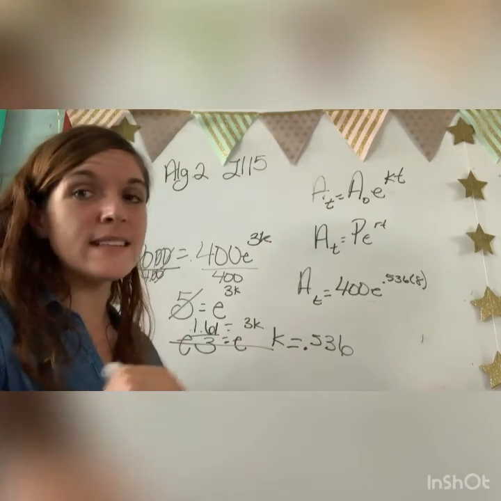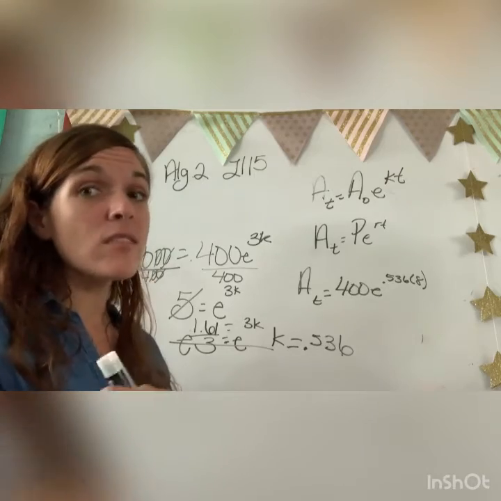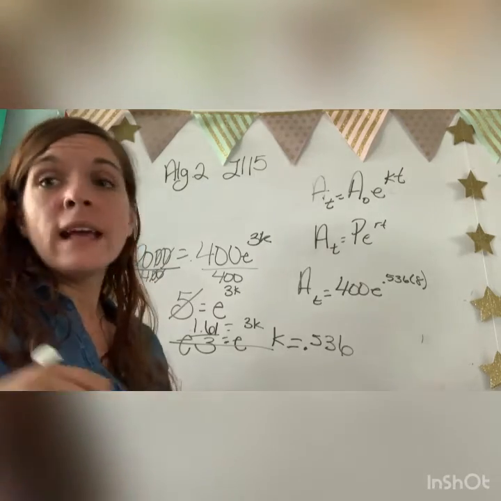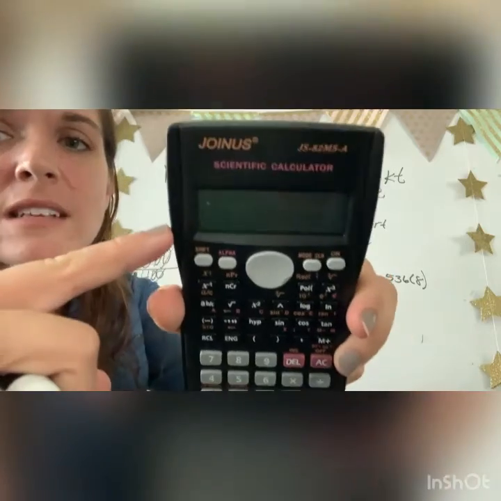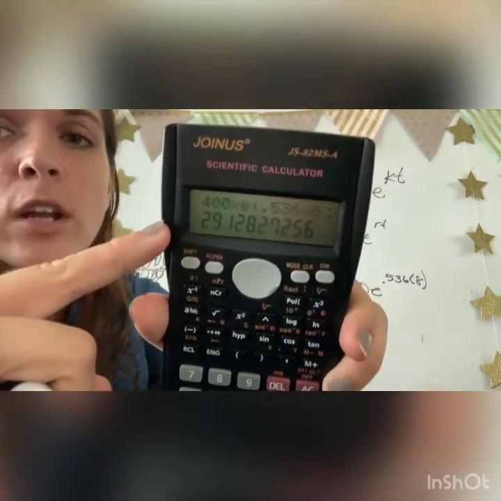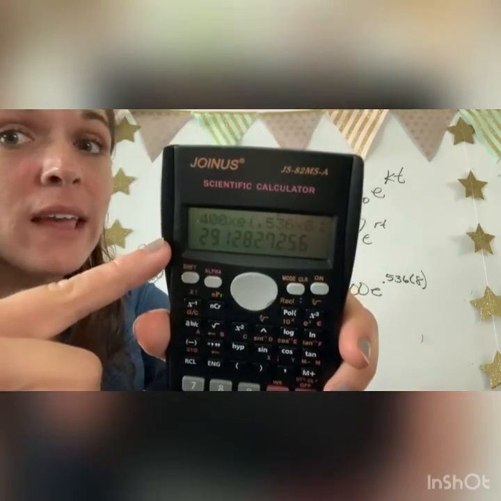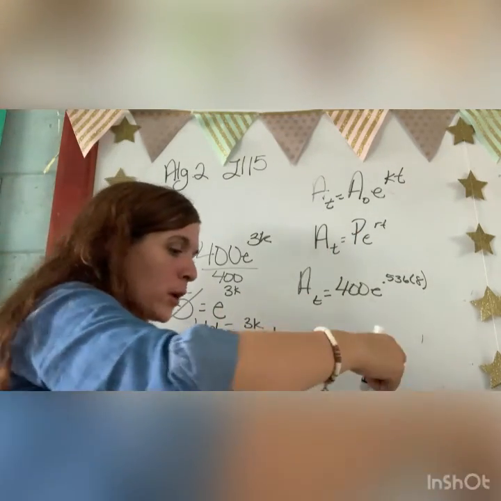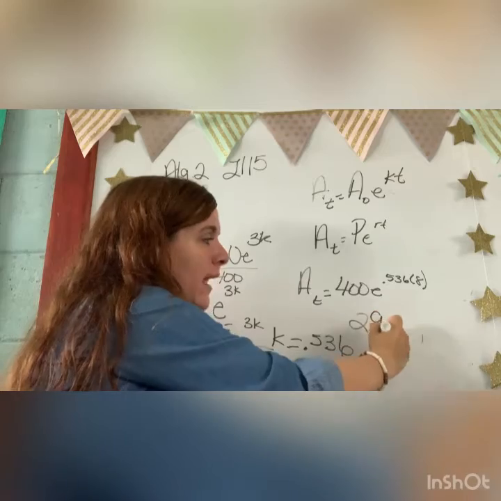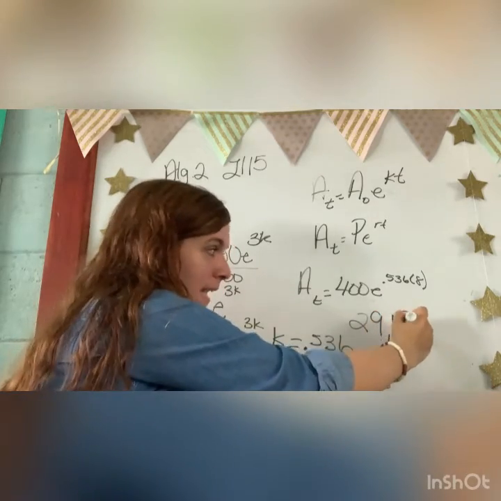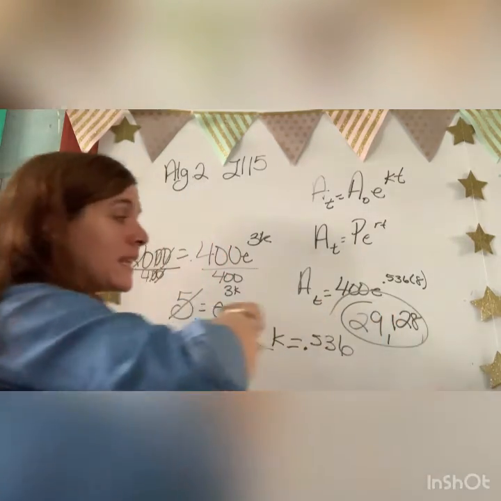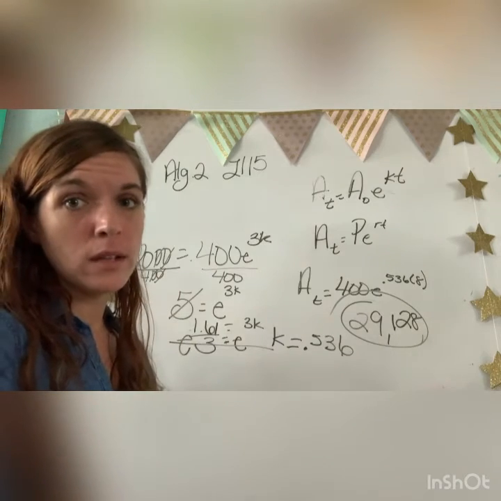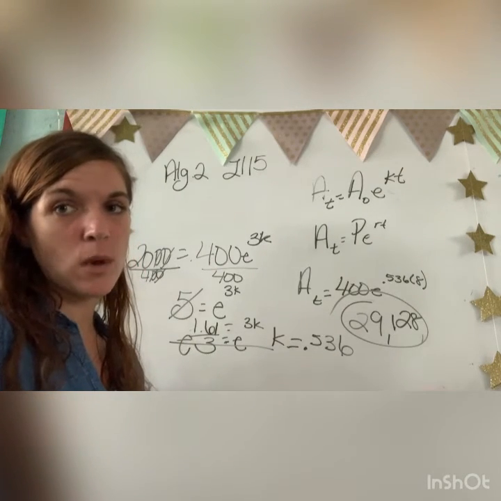Now, is that the exact same as in the book, you guys? No, it's not. Is it close? It's about 29,000. Guys, you have to understand that when you're working with these decimals, one little rounding thing can change everything. And our calculators round in a different way. So your book says 29,362 and I got 29,128. It's about 29,000, and that's perfectly fine in this situation.